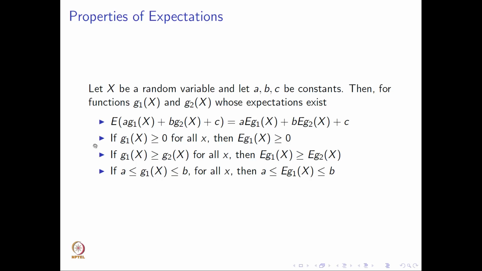According to the next property, if a random variable is greater than or equal to 0 at all points, then the expectation of that random variable is also greater than or equal to 0. Similarly, if one random variable is greater than another random variable at all points, then the expectations of those random variables also follow the same constraint. Finally, if a random variable has values which lie between two constants, then the expectation of that random variable will also lie between those two constants.